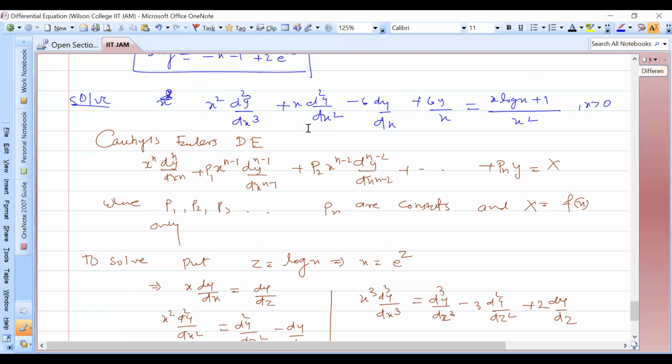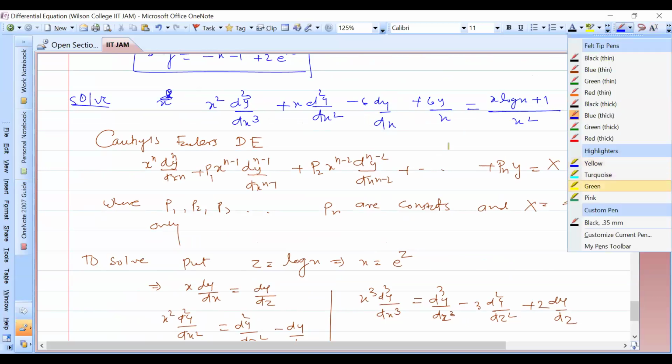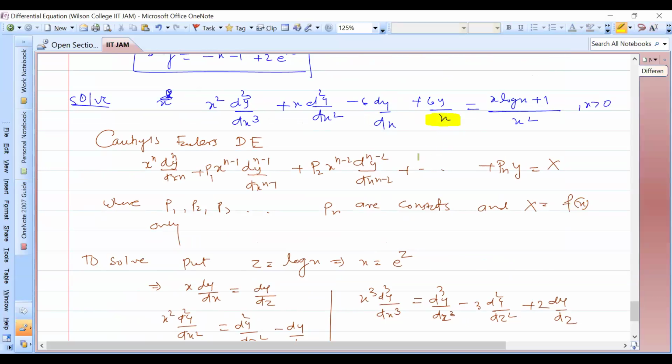See, here x is missing. So first of all, we have to multiply throughout by this x on both sides. So it will reduce to standard form. When completed, please confirm.